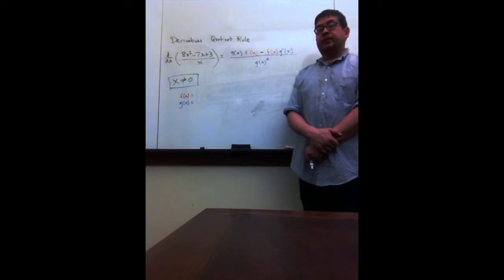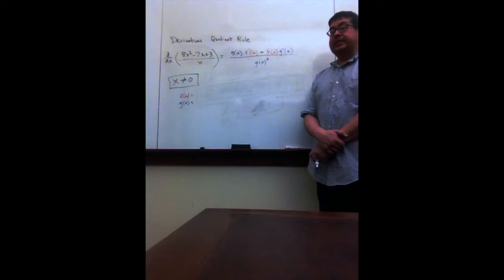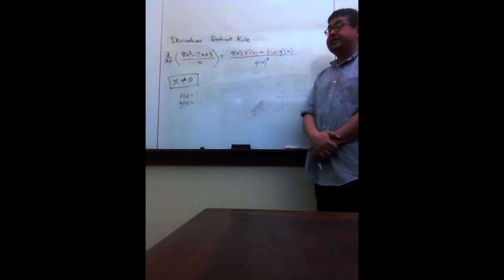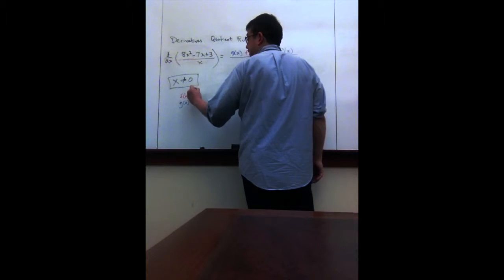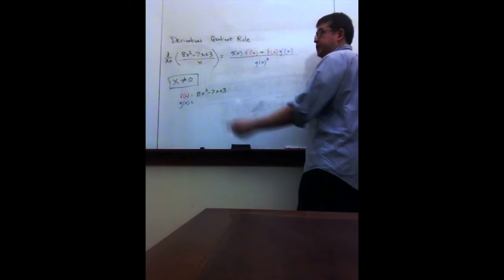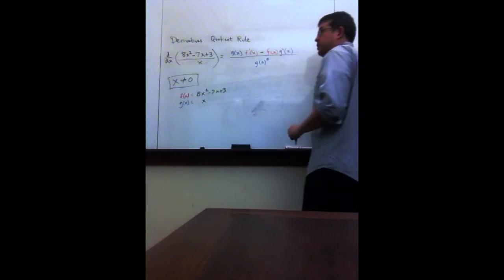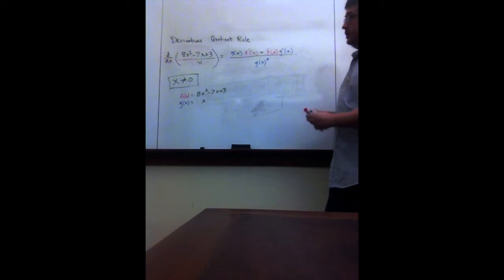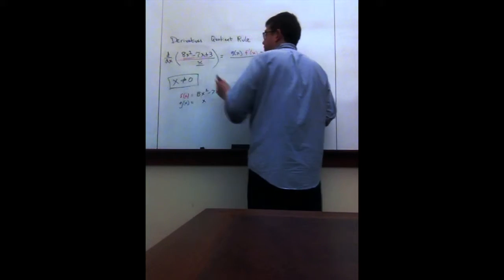Another one of the first semester rules for derivatives is the quotient rule. And here we have the same problem, 8x squared minus 7x plus 3 over x. And instead of dividing everything by the monomial x, I'll say the numerator is my f of x. So I'll say that it's 8x squared minus 7x plus 3. And I'll say the denominator is a function g of x. So I'll call that x.